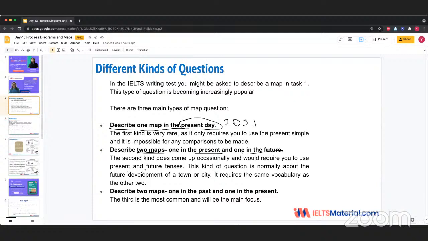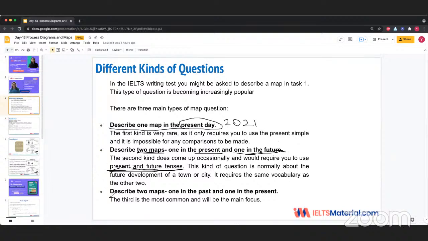Okay, next, this is the second kind of maps, and especially you would need to use the future and present tenses. The map which resembles the present condition, you would be using the present tense, and the map which will be describing the estimated location, you would be describing in future tense.